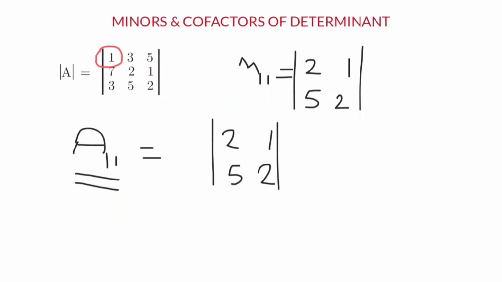So if the sum of the position of the row and the column of this element is even, then it will have a positive sign, and if it is odd, then it will have a negative sign. So you see here, it is at first row and first column. So what will be the sum of this 1 and 1? It will be 2. Since it is even, it will have a positive sign. And now, what will be the cofactor of the second element?